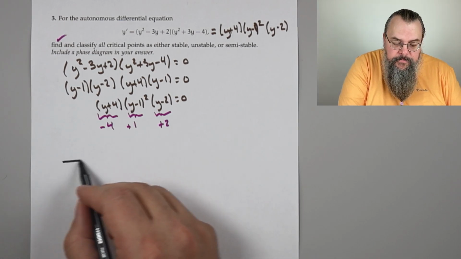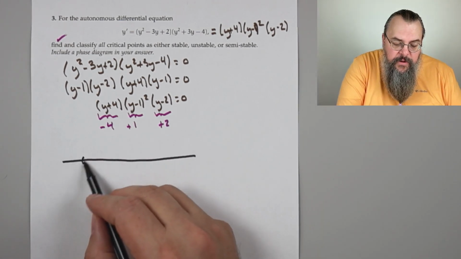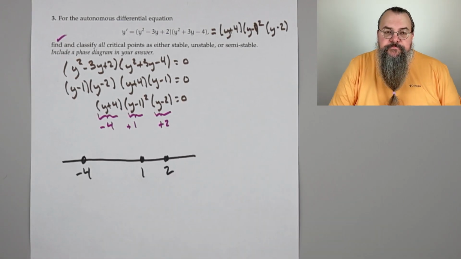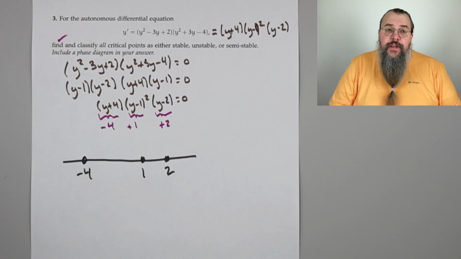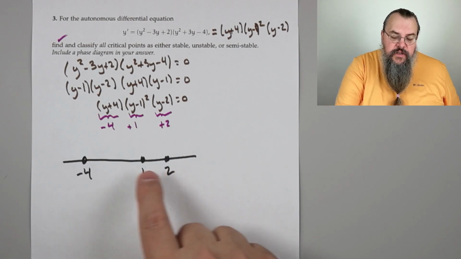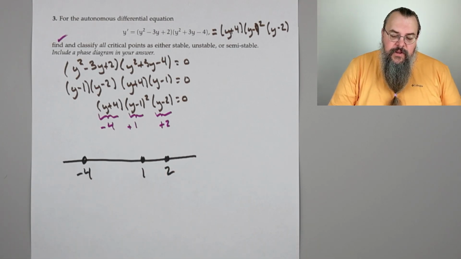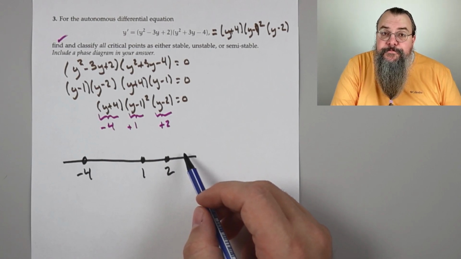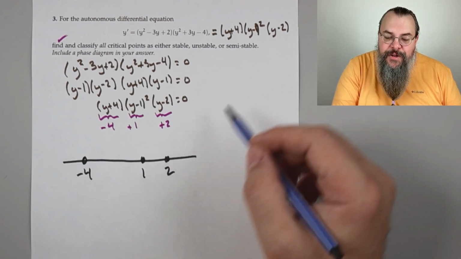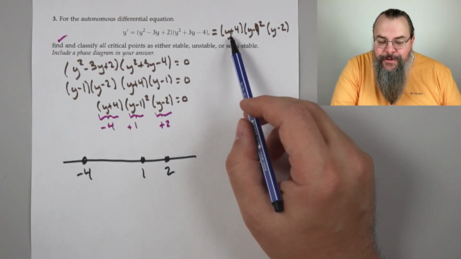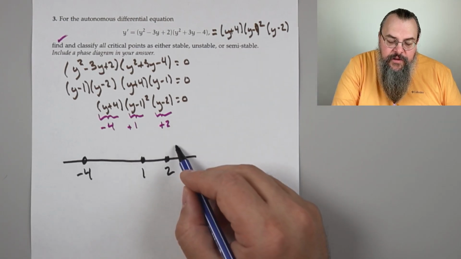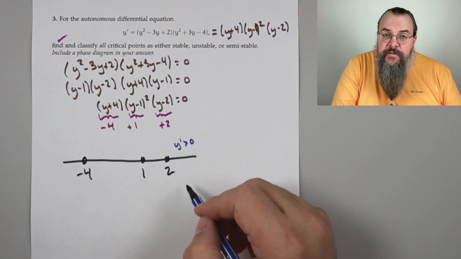So we draw a line, and we mark the points. So we have minus 4, plus 1, plus 2. Now, what we want to do is say, what's the sign? We're going to go through each interval and ask for the sign. So pick a number bigger than 2, like 3. 3 plus 4 is positive. (3 minus 1) squared is positive. 3 minus 2 is positive. Everything's positive, so the derivative is positive.